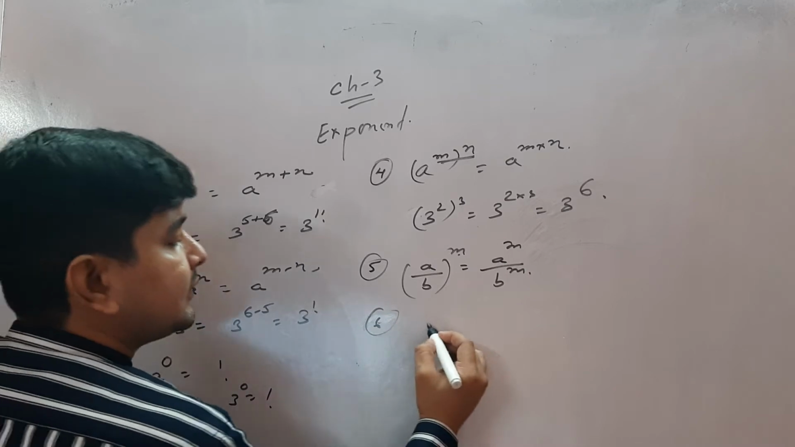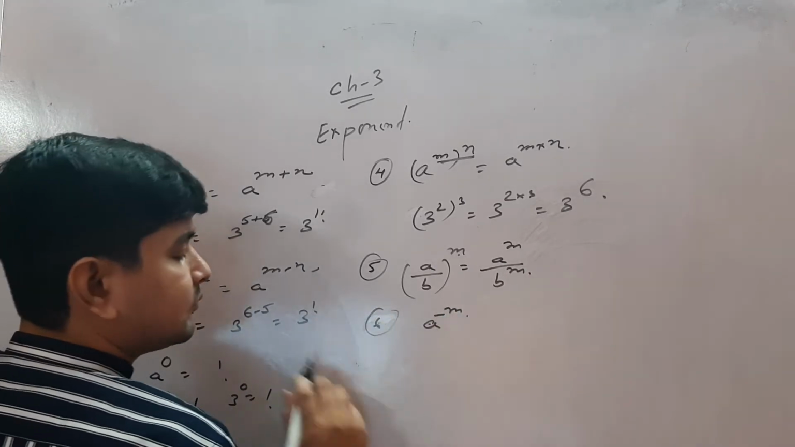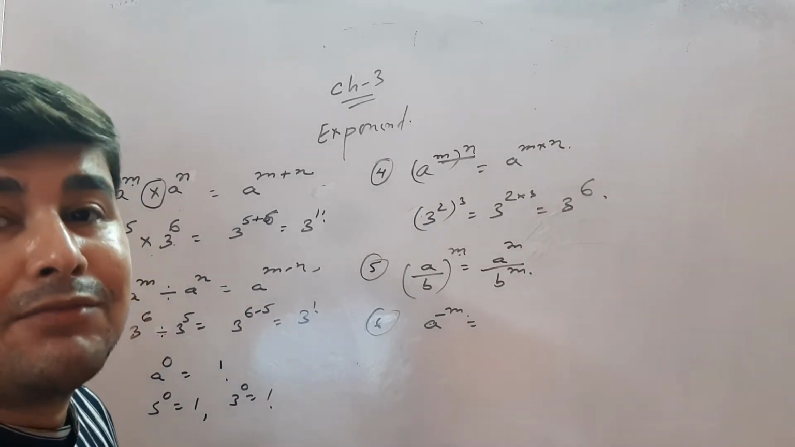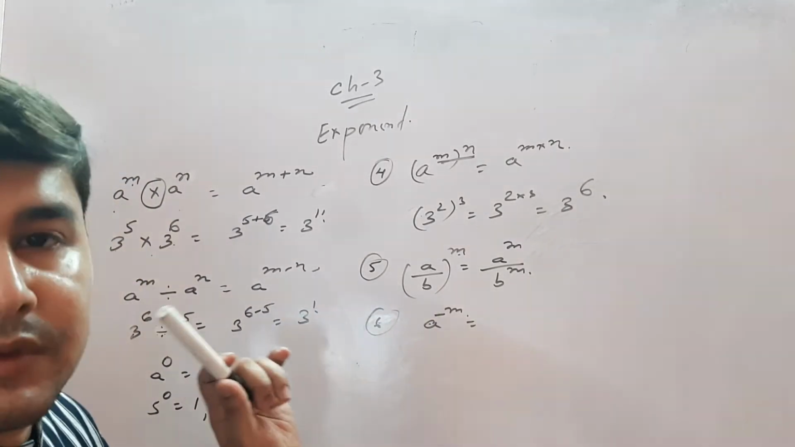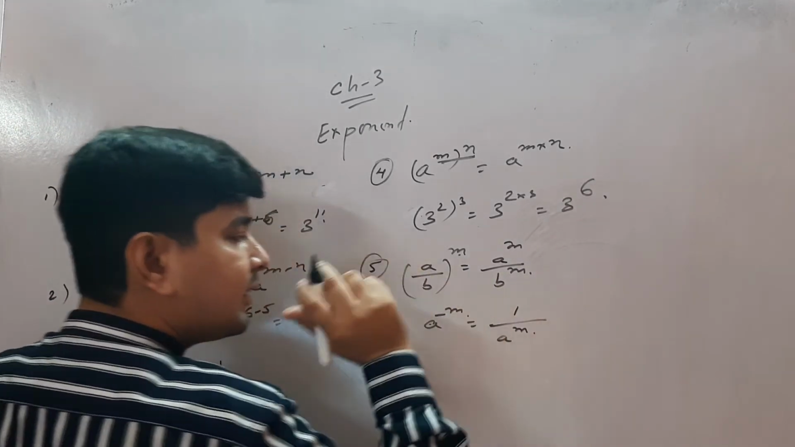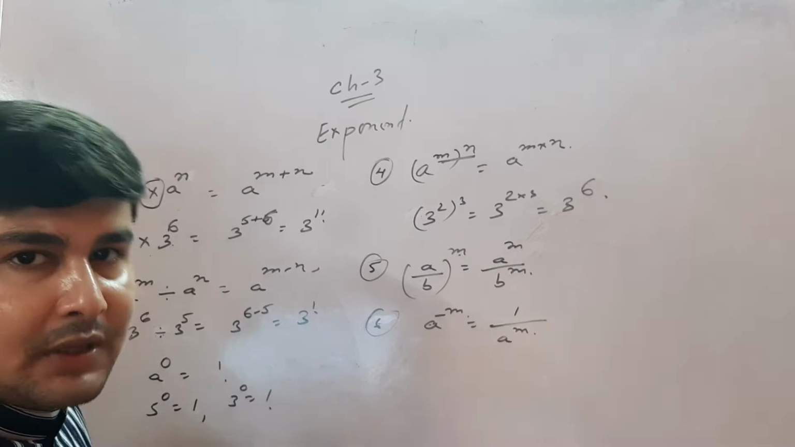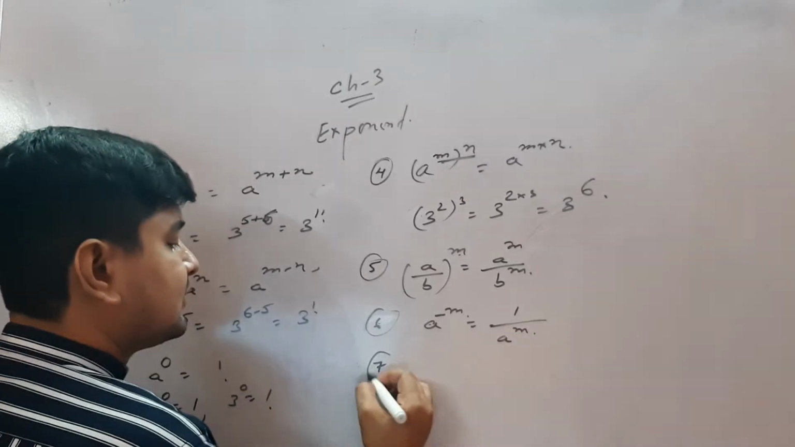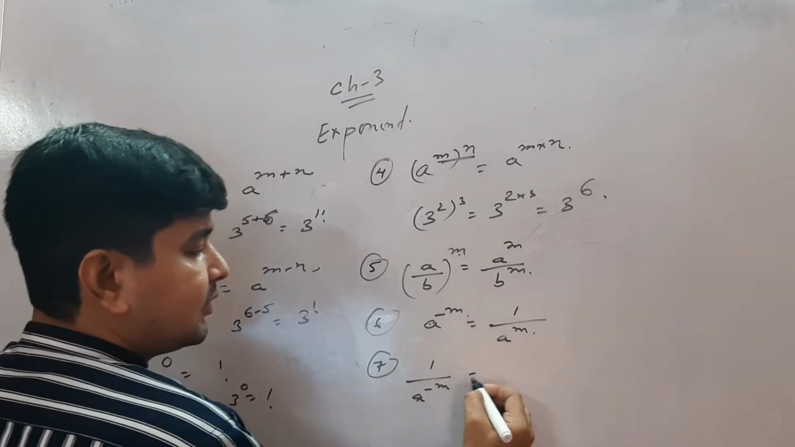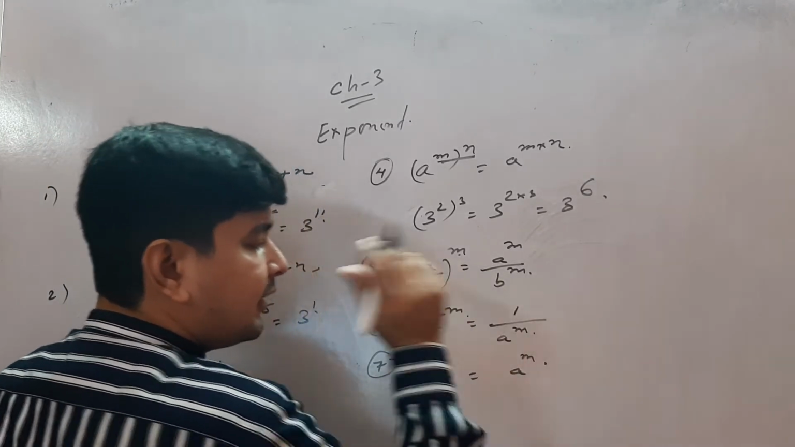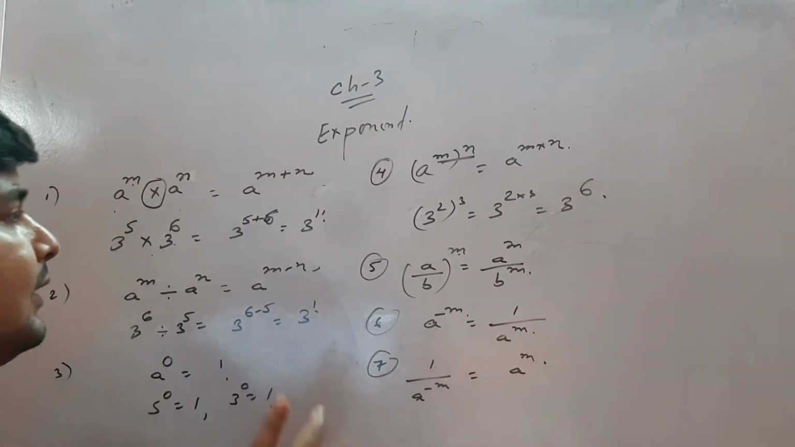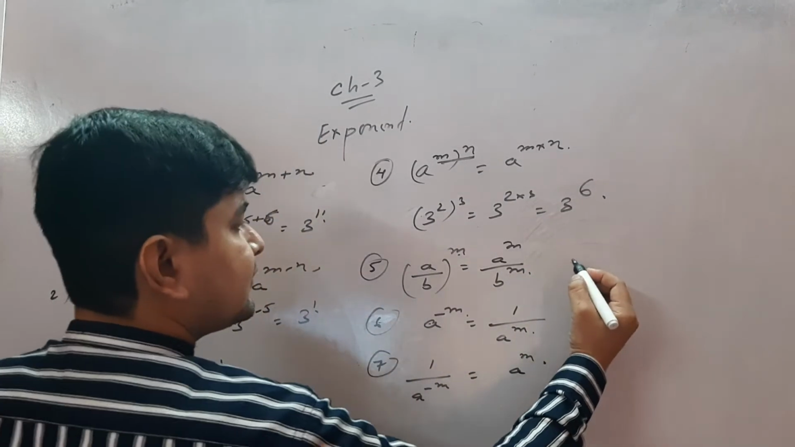Formula number 6: whenever you see that your power has a minus sign, when you reciprocate the base, its sign automatically converts into plus. Okay, see the other one: suppose this has the minus sign, when you reciprocate, it automatically converts into plus.